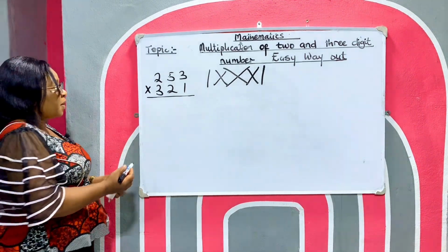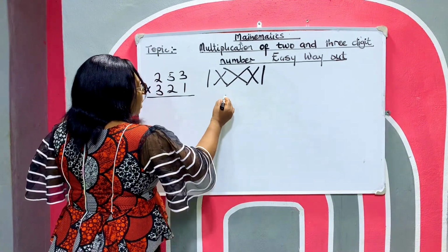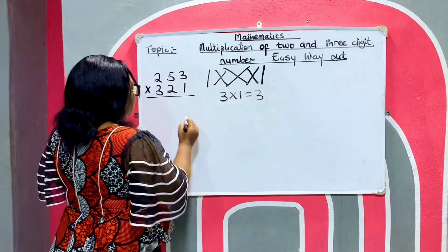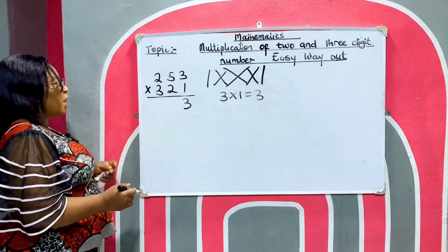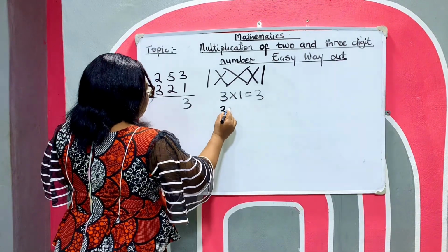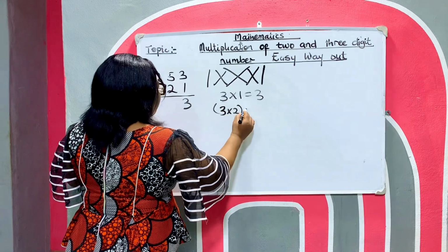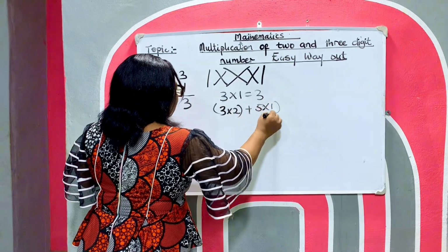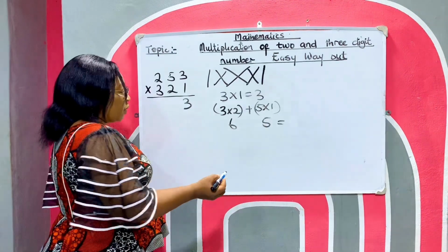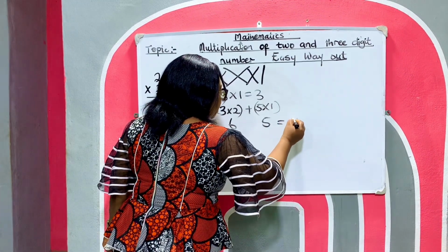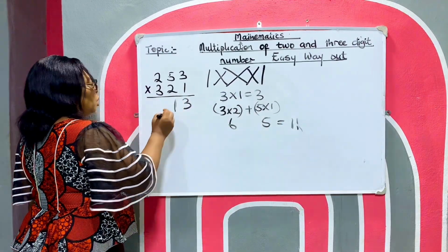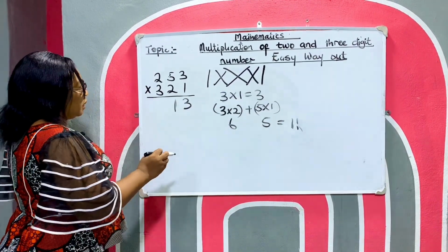So let us start. The first move is 3 times 1. That will give us 3. I write 3 here. Then the next one is 3 times 2 plus 5 times 1. 3 times 2 is 6, 5 times 1 is 5. That will give us 11. And we write 1. When we write 1, the other one is still there.